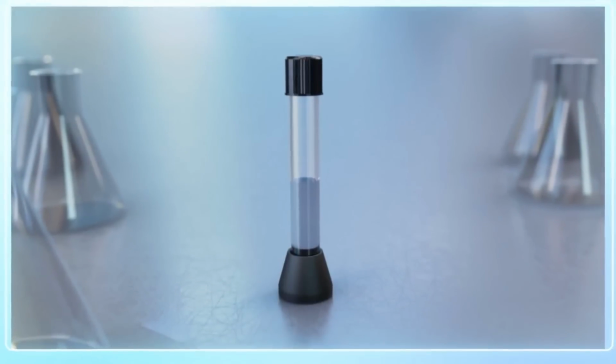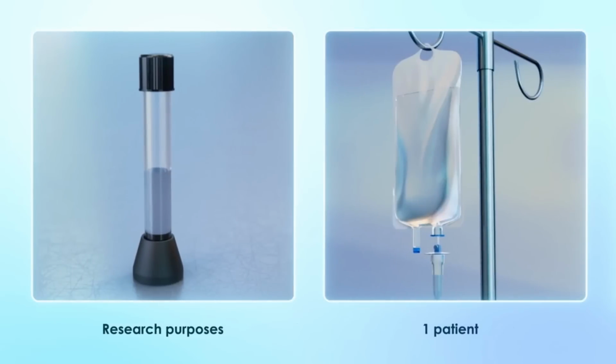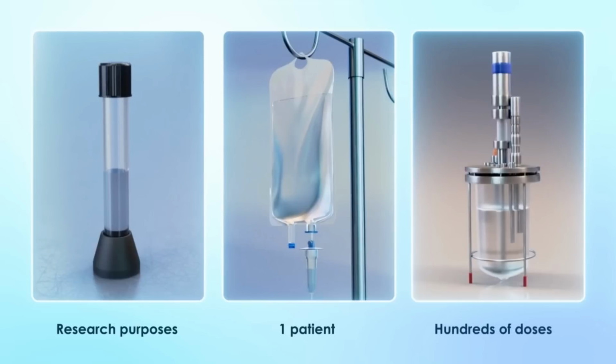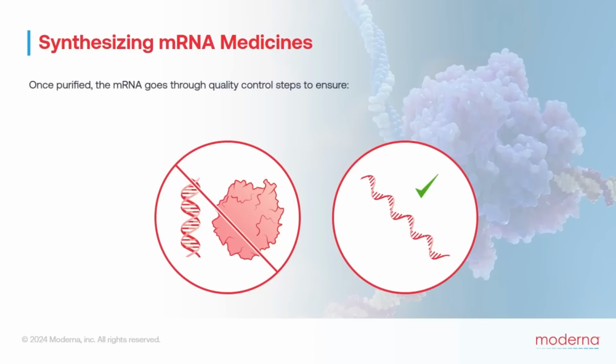This reaction can be carried out on many different scales, from a very small amount for research purposes, to enough for one patient for a personalized medicine, to enough for tens or hundreds of patients to treat a rare disease, or on an incredibly large scale to make tens of millions of mRNA vaccine doses in a single batch. Once the mRNA has been purified, it goes through multiple quality control steps to ensure that the batch no longer contains any DNA or any leftover reaction materials, and that the mRNA itself is intact.